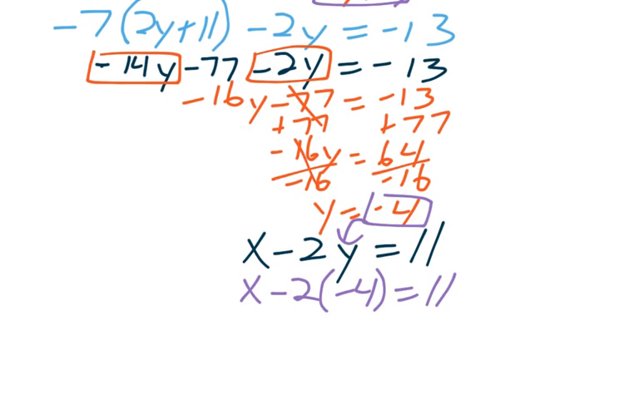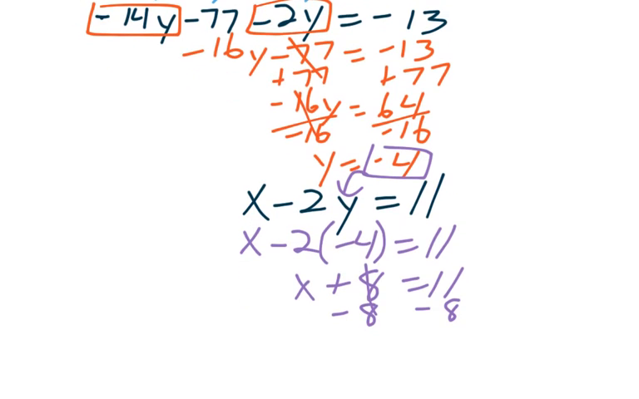And negative 2 times negative 4 gives me positive 8. So it's x plus 8 equals 11. To solve for x, I just subtract 8. That cancels my 8's, and x equals 3. And my final answer is an ordered pair. It's the x first and then the y, so it's 3, negative 4.